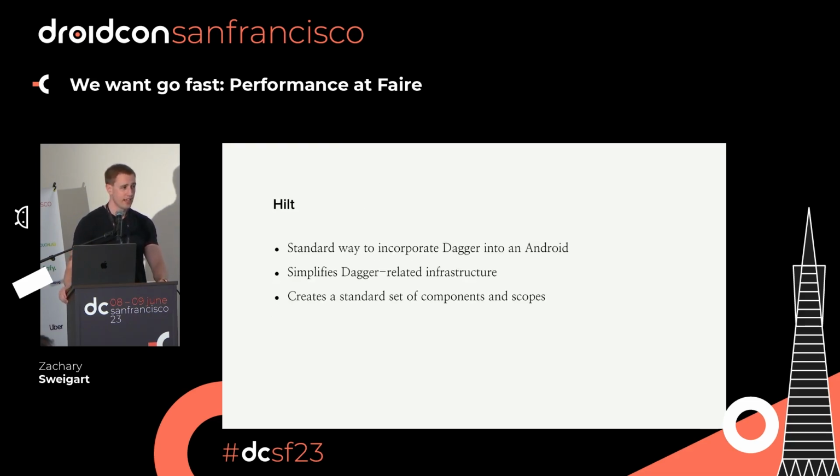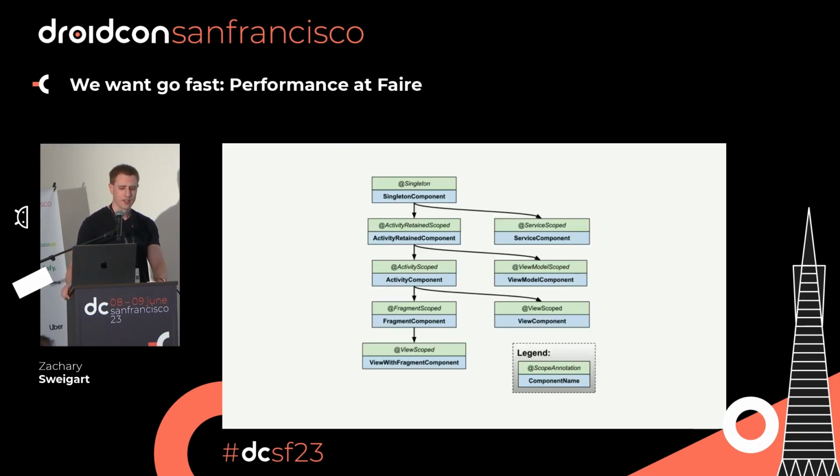We use Hilt, and if you haven't used Hilt, it's a library on top of Dagger for dependency injection. And it simplifies a lot of the Dagger-related infrastructure by providing standardized components and scopes, where components and scopes kind of map to life cycles. From the official Hilt documentation, you can see this is the standard set of components. And for every component, it has access to objects in its parent or its ancestor component. So if you have an object in the view model component, you can access something in activity retained or singleton.